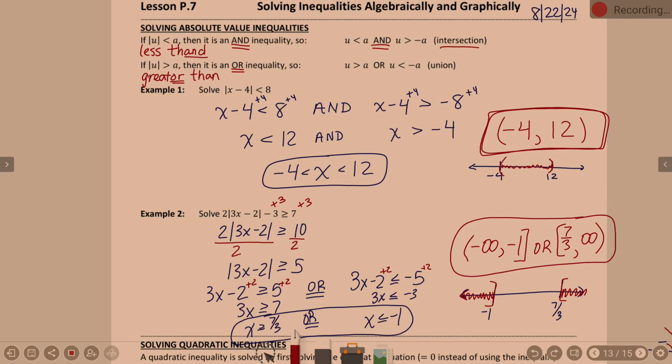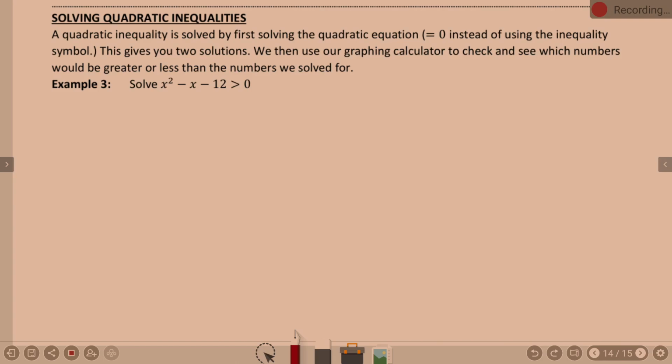Okay, the rest of this lesson talks about solving quadratic inequalities. So now, instead of talking absolute value, we're talking about quadratics. We're talking about our U-shapes, our parabola shapes, right? A quadratic inequality is solved by first solving the quadratic equation, so equals 0 instead of using the inequality symbol. That's going to give you two solutions. We then use our graphing calculator to check and see which numbers would be greater than or less than the numbers we solve for, depending on what you want to look at.